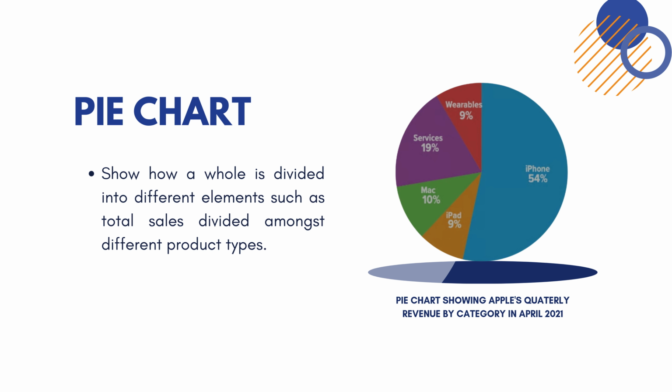What about pie chart? Pie charts show how a whole is divided into different elements, such as total sales divided amongst different product types. For example, pie chart showing Apple's quarterly revenue by category in April 2021. 54% of it is iPhones, and then wearable 9%, service 19%, Mac 10%, and iPad 9%.